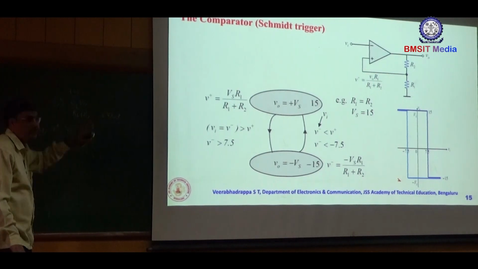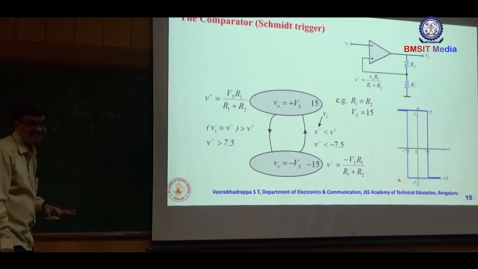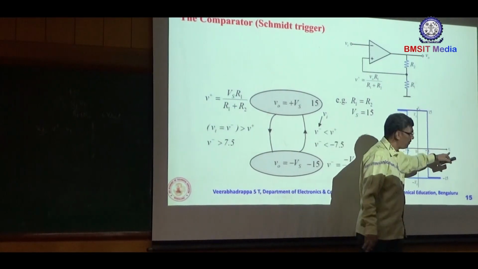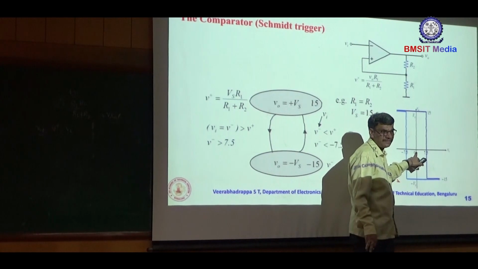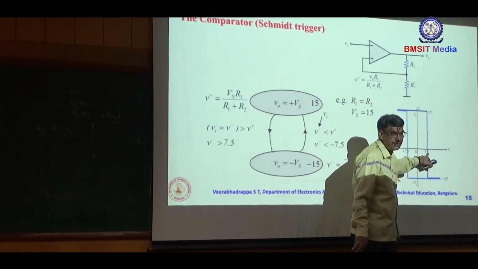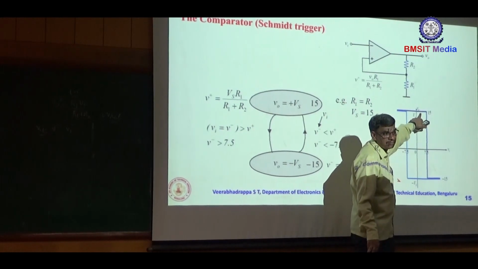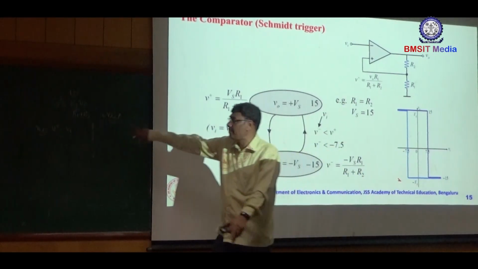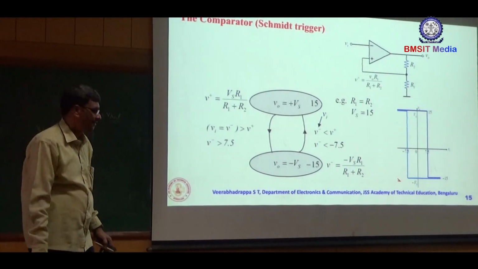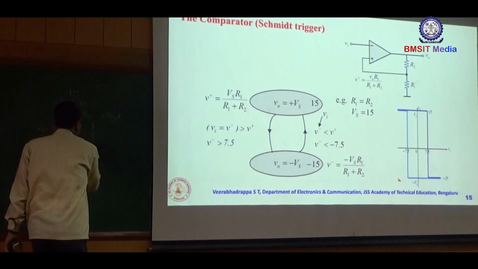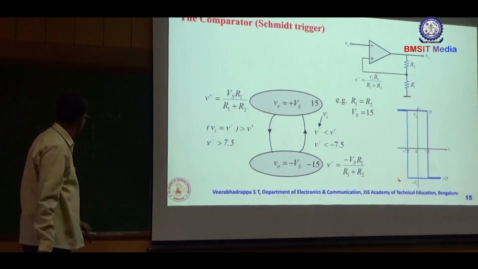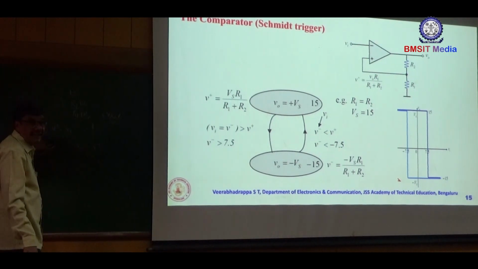Now, when VI is increasing until V plus, what is the output voltage? Positive. See that here. This is your VI versus V0 plot. When VI is less than V plus, the output maintains the positive level. When VI is greater than or equal to V plus, what happens? Then VID becomes negative.